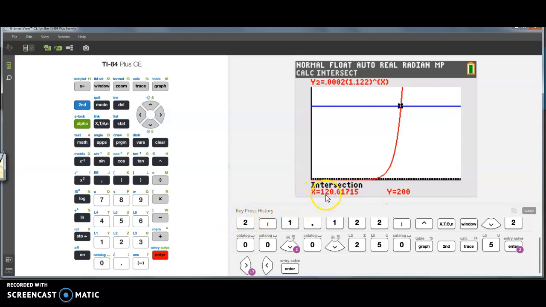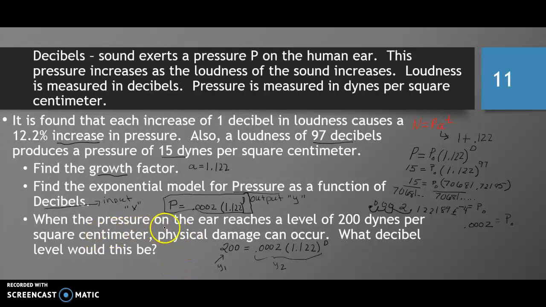So when the decibel level is at 120, the pressure level is at 200. So going back to my question, when the pressure on the ear reaches 200, physical damage can occur. What decibel level would this be? This would be a decibel level of 120. And we got that from a graph. This was our decibels, which went up to 200. This was our pressure, which went to 250.